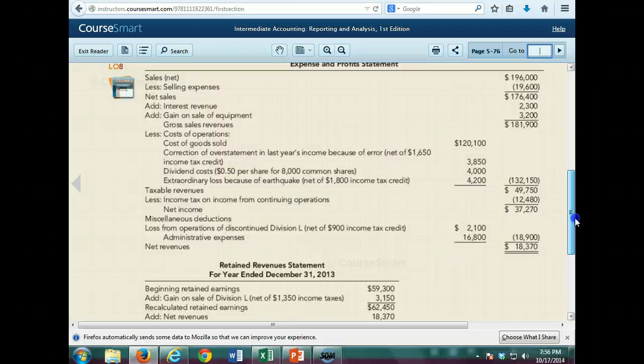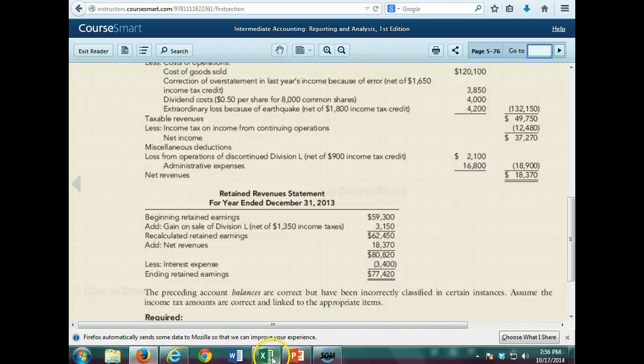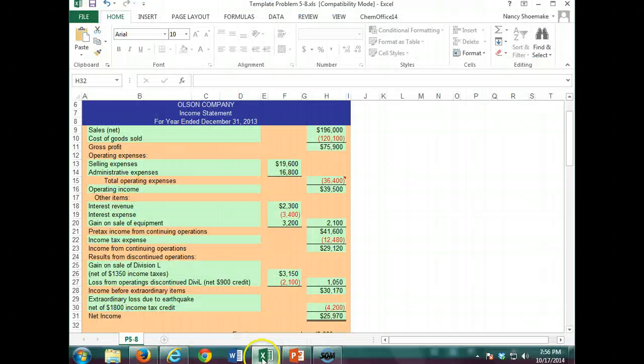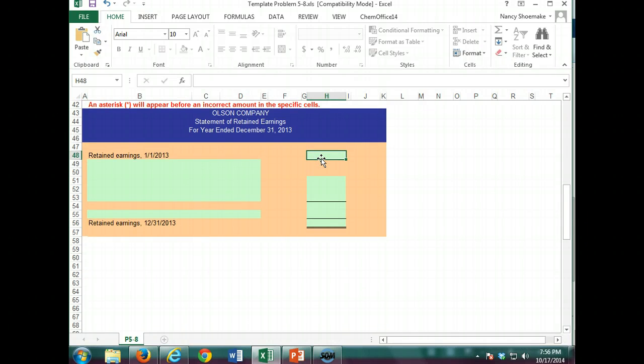Okay, so basically since this happened after the end of the period, we need to come up with a new balance. So we'll start with this 59.3. Then we're going to show our adjustments.